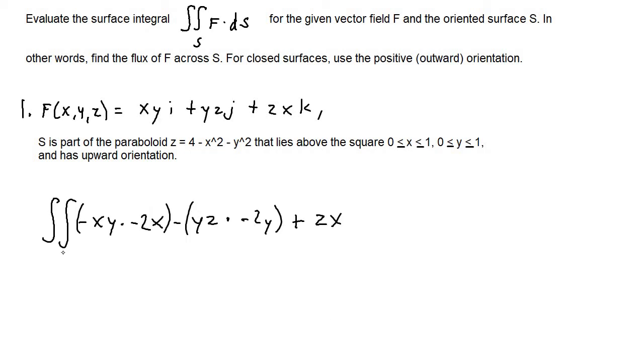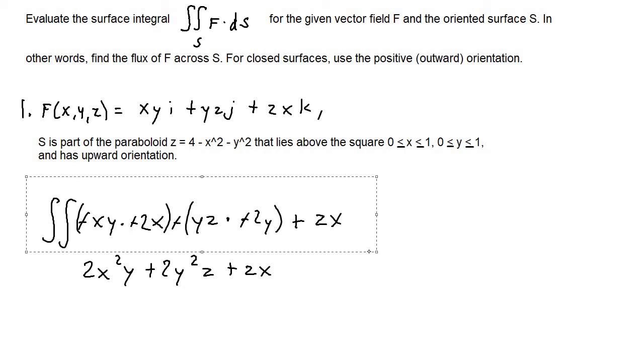Now I'm just going to go ahead and simplify this. So negative xy times negative 2x, negatives will cancel, and so we'll get positive 2x squared y. We have negatives that will cancel here as well, so plus 2y squared z, and then plus z times x. So now I'm going to put that under the double integral here, if I go ahead and delete this top portion.